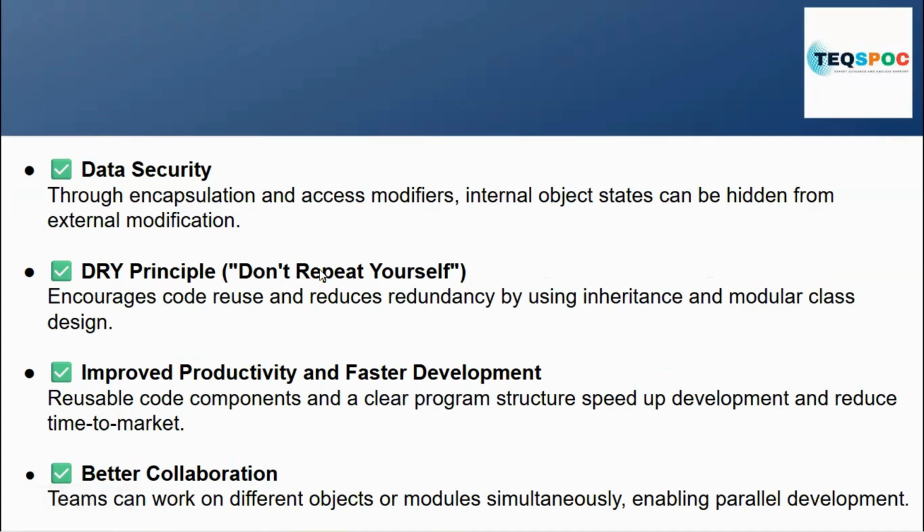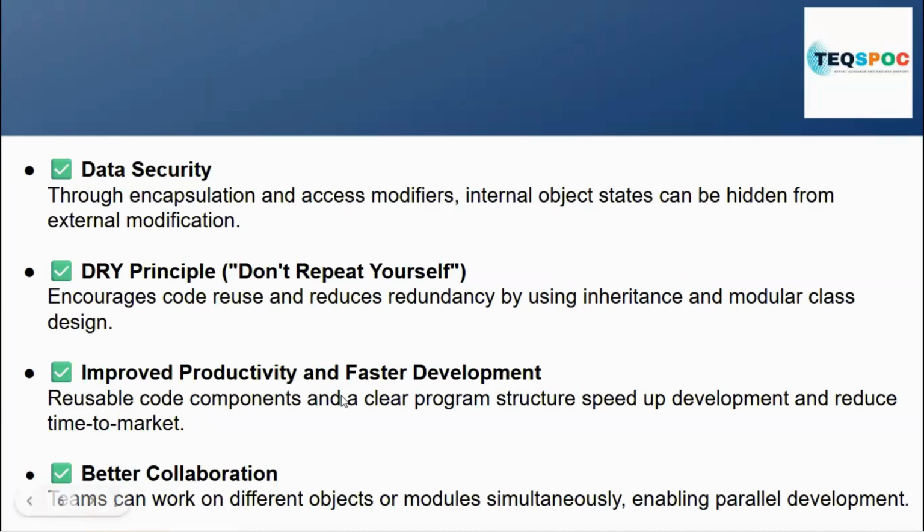DRY principle means Do not Repeat Yourself. It encourages code reuse and reduces redundancy by using inheritance. Inheritance means one class inherits the properties of another class, so we do not have to create the same class again. We can directly use those classes, importing them into another class. That is the inheritance concept. Do not repeat yourself, that is what it basically means.